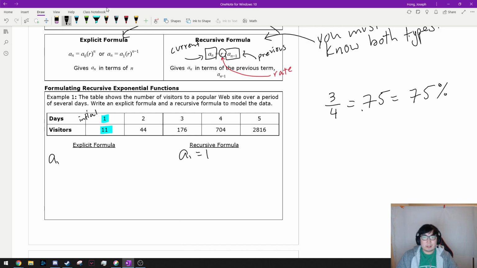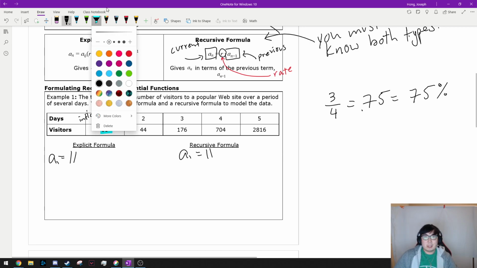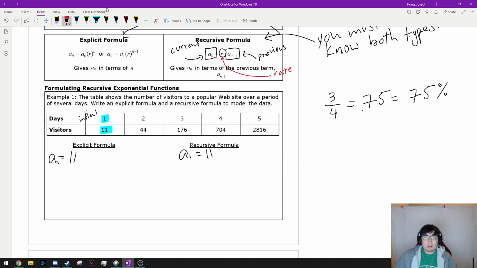So A1 is equal to 11. I'm going to write it on both sides because both of them are useful because of this right here.